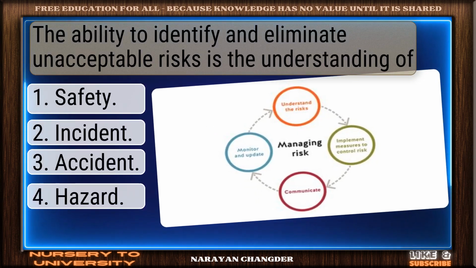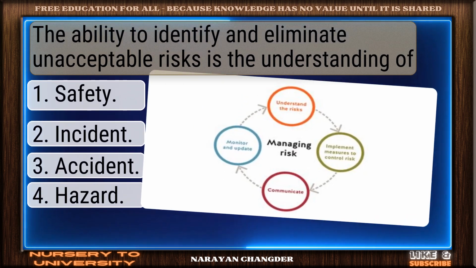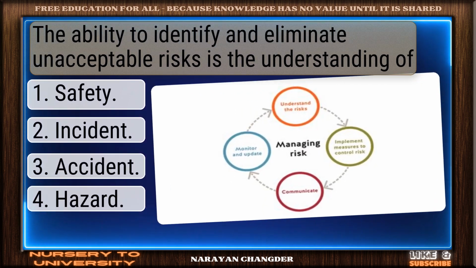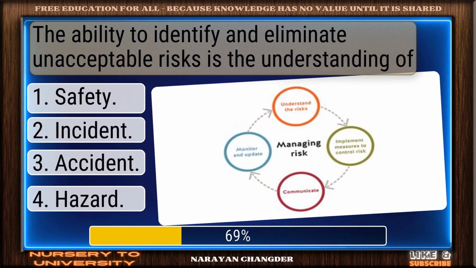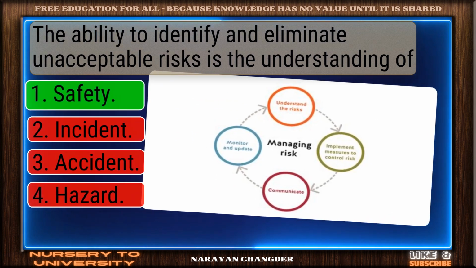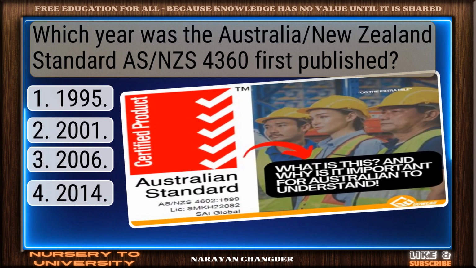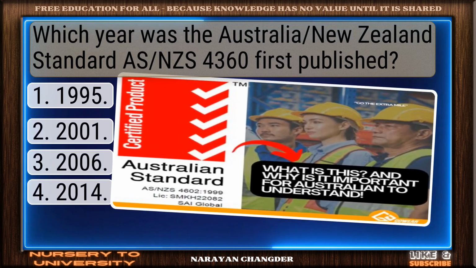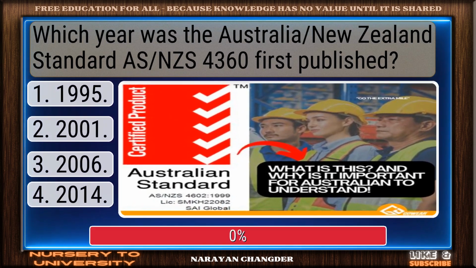The ability to identify and eliminate unacceptable risks is the understanding of... Well reasoned. Safety is the correct choice. Which year was the Australia/New Zealand Standard AS/NZS 4360 first published?